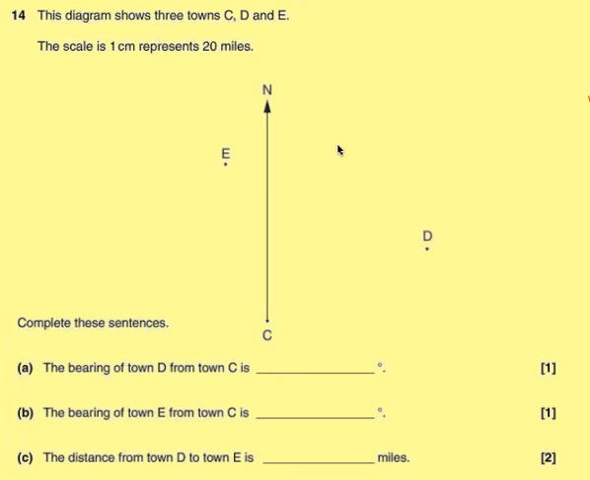Question number 14. This diagram shows three towns, C, D and E. The scale is 1 centimetre represents 20 miles. So the first thing that we need to write from that is that 1 centimetre is equal to 20 miles. I'm going to use that information in part C of the question.